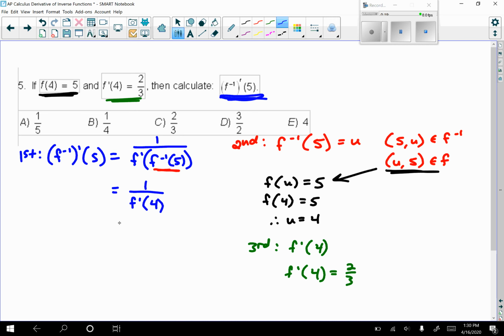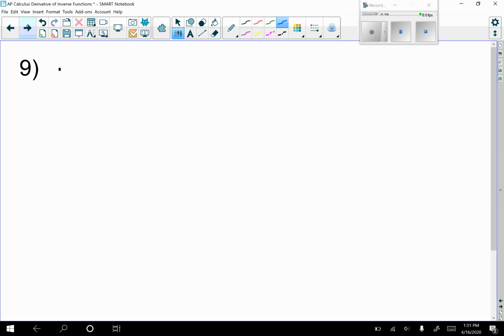So now going back to our first step, this becomes 1 over 2/3, which is really the reciprocal. We could think of multiplying by 3/2 and 3/2 here, or it's just a reciprocal of 2/3. So we actually get 3/2 as our answer. So option D. All right, let's go ahead and try one more.